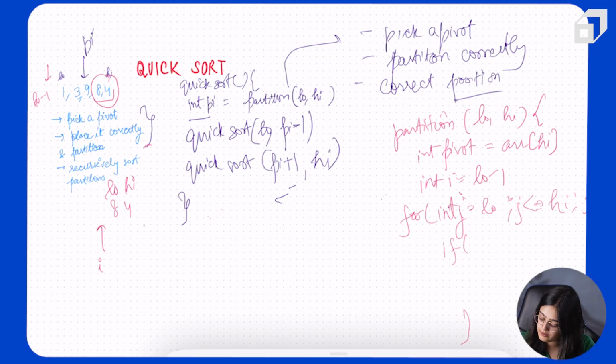What we were checking is if the current element is smaller than the pivot. So if the array of j is smaller than the pivot, we'll essentially increment our I, indicating that one element smaller than the pivot has come, and we'll put that element at the I position. So we'll be swapping arr of I and arr of j.